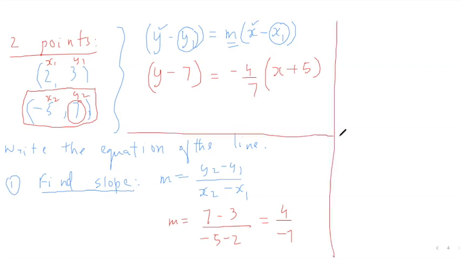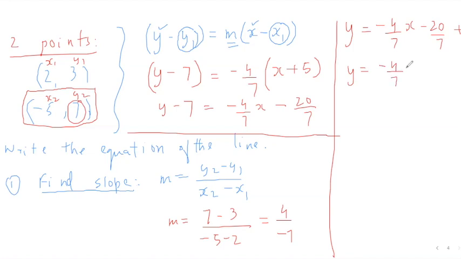Just straightening this out with a little bit of algebra. Y minus 7 is equal to minus 4/7 x plus, that will be minus 20 by 7, right? And that will be y is equal to minus 4/7 x minus 20 by 7 plus 7. Okay, so just simplifying this, minus 4/7 x minus 20 by 7. We'll make this also, we'll multiply and divide by 7, right?